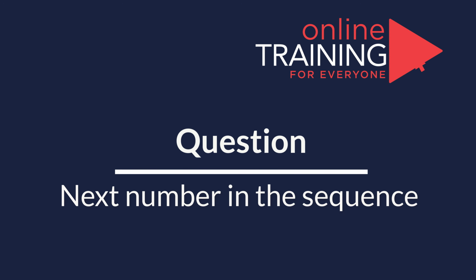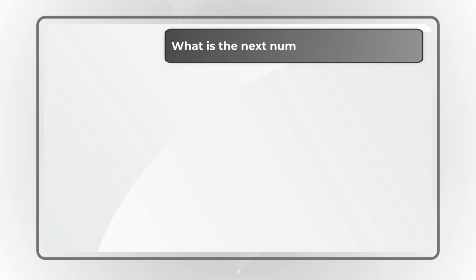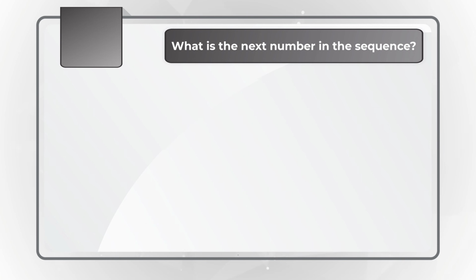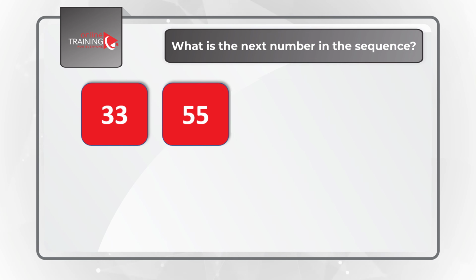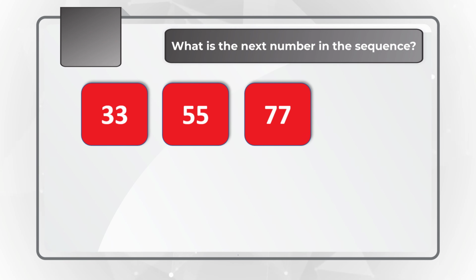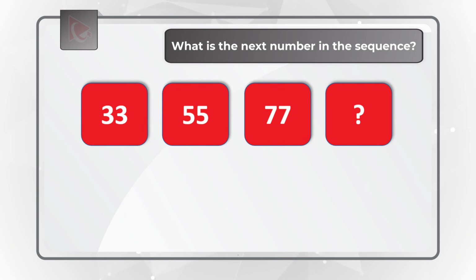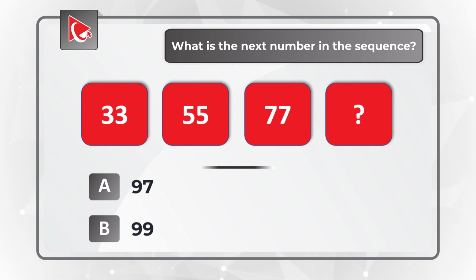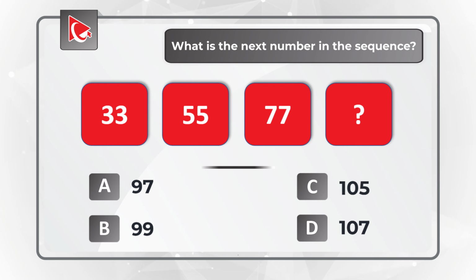Would you like to try your own skills now to see how well you can solve the challenge? This is your opportunity to find the next number in the sequence. You are presented with 3 different numbers, 33, 55, 77, and 1 number is missing. You have 4 different choices to select the solution. Choice A, 97, Choice B, 99, Choice C, 105, and Choice D, 107.